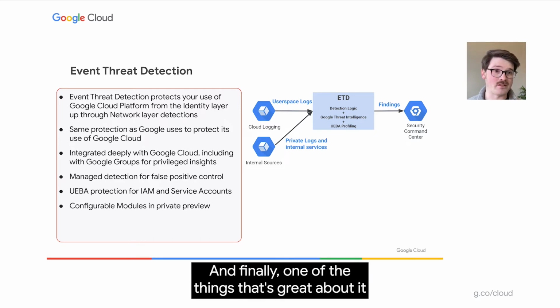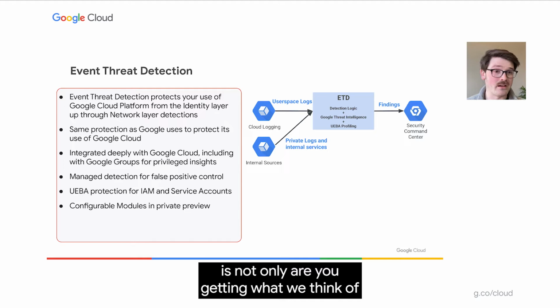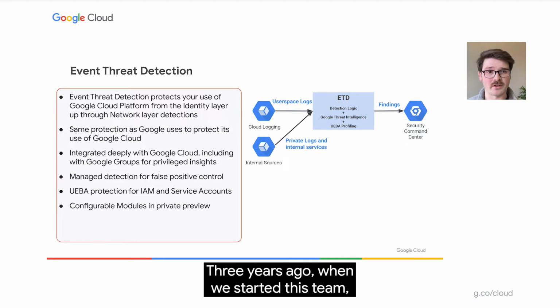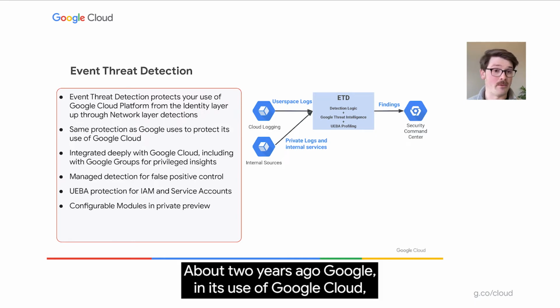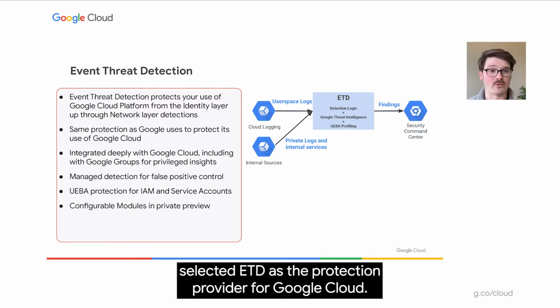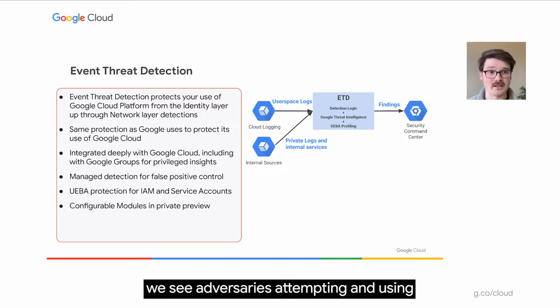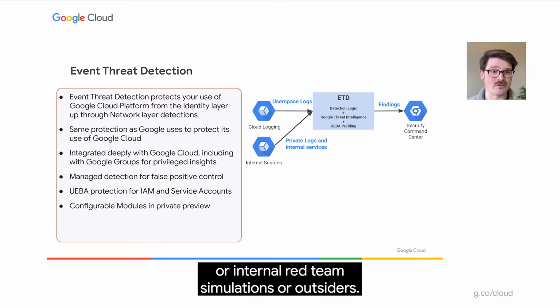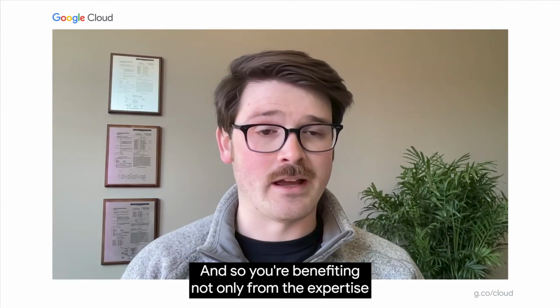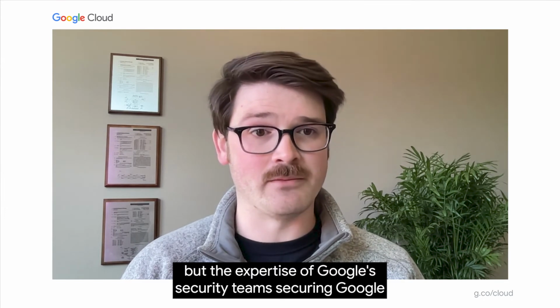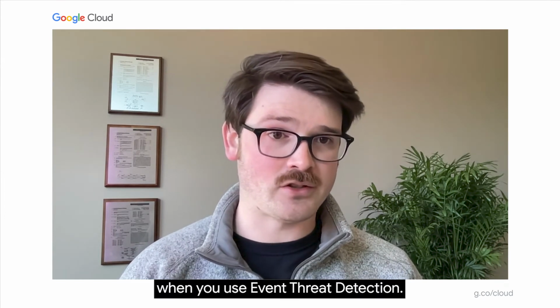And finally, one of the things that's great about it is not only are you getting what we think of as leading protection, you're also getting what Google thinks of as leading protection. 3 years ago, when we started this team, it was built just for cloud customers. About 2 years ago, Google, in its use of Google Cloud, selected ETD as the protection provider for Google Cloud. And we're really delighted about our collaboration with internal security. They give us a lot of great insights about interesting techniques we see adversaries attempting and using in attacks on Google Cloud, whether those adversaries are internal red team simulations or outsiders. And so you're benefiting not only from the expertise of the event threat detection team, but the expertise of Google's security teams securing Google when you use event threat detection.